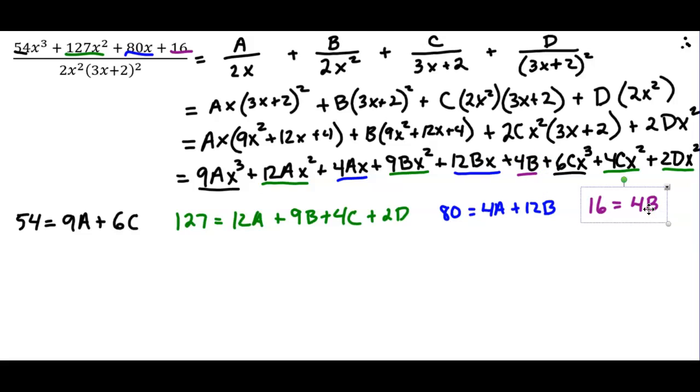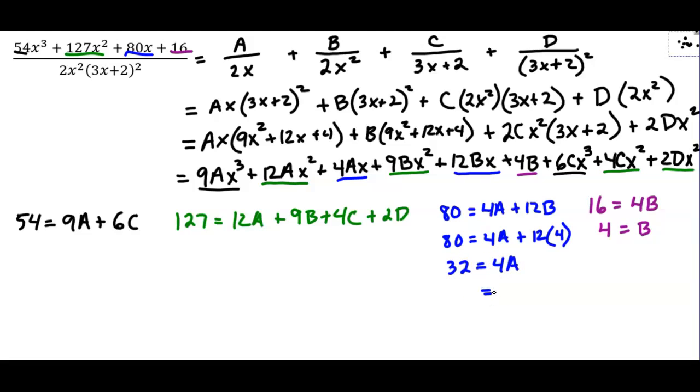Okay, so good news here. That last equation in purple, that's going to get us our b. So we'll divide both sides by 4, 4 equals b. There, that one's done. Now we're going to go back to the blue equation, which has a and b, but since we know what b is, we can figure that out. So 80 equals 4a plus 12 times 4. That's going to be 48, and you subtract it, it's going to be 32 over here.